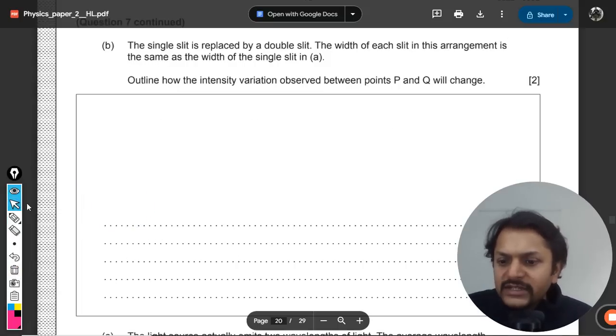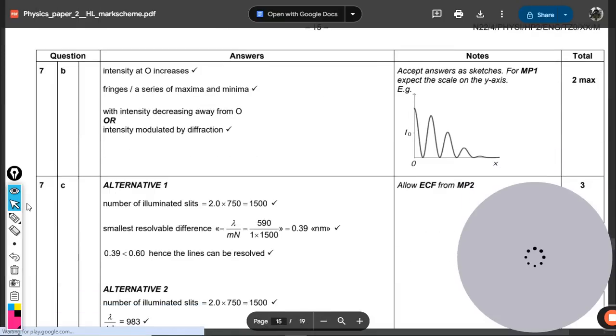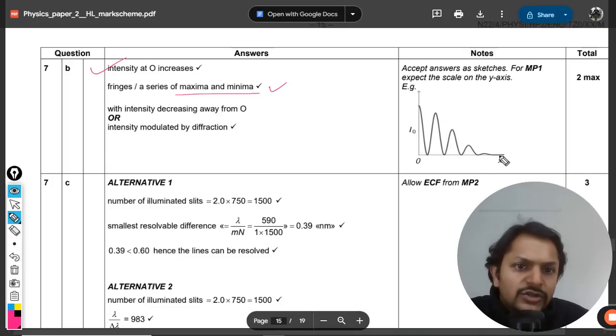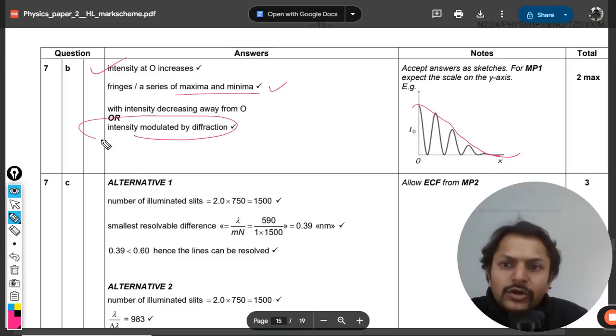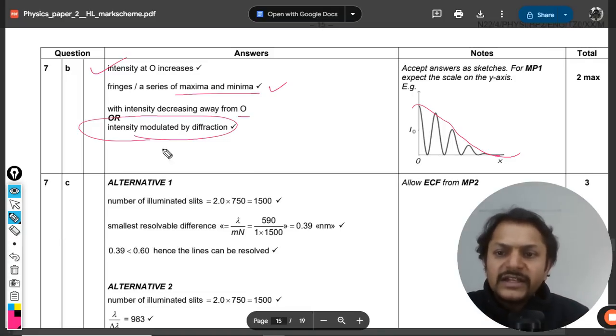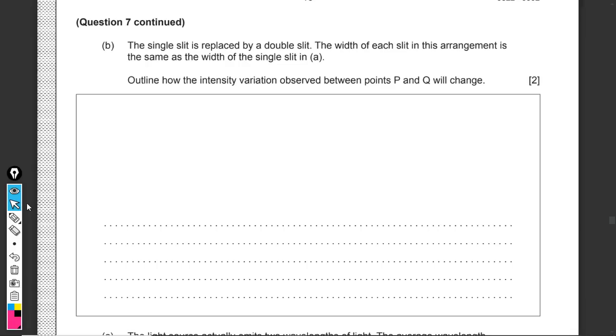Let us see what answer is given in the mark scheme for the b part. The intensity at O increases. Fringes, or the series of maxima and minima, are there, like this kind of a diffraction pattern is there now. So this is the x, like this. Intensity is modulated with the diffraction. So as you go further away, the intensity keeps on decreasing. So you can write anything. Okay, accordingly our answer is done.